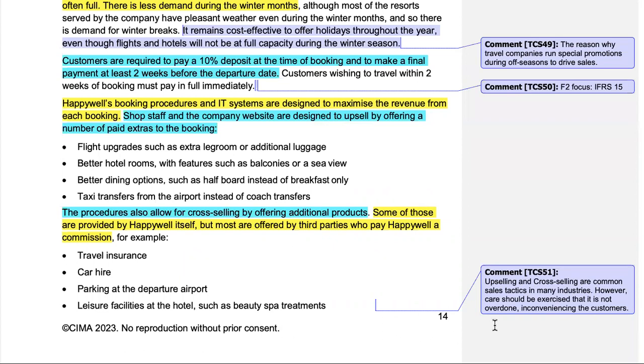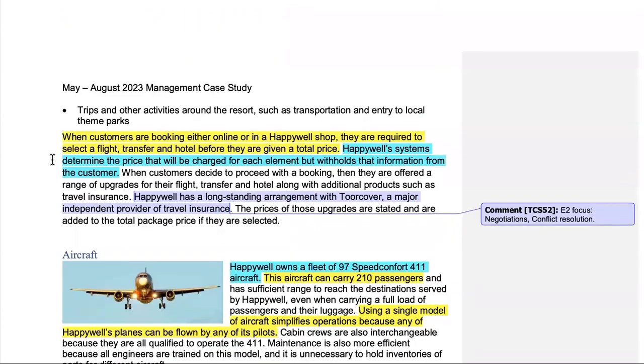So as I told you earlier, one of our critical success factors is offering convenience to customers. And if we believe in convenience, we cannot be involved with upselling and cross-selling too much, because it might put off certain customers, especially the baby boomers, who are the wealthy customers. All right, then looking at Happywell systems, they determine the price that will be charged for each element, but withhold that information from customers. So that's pretty basic. Any business runs like that.